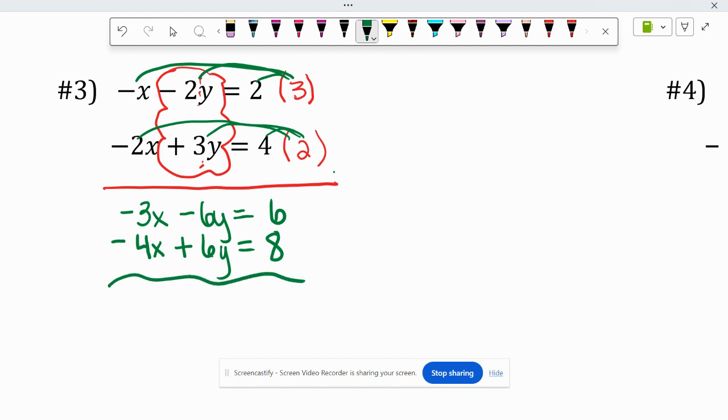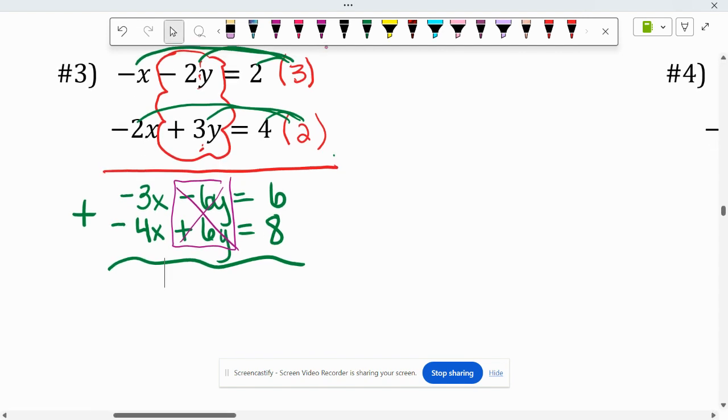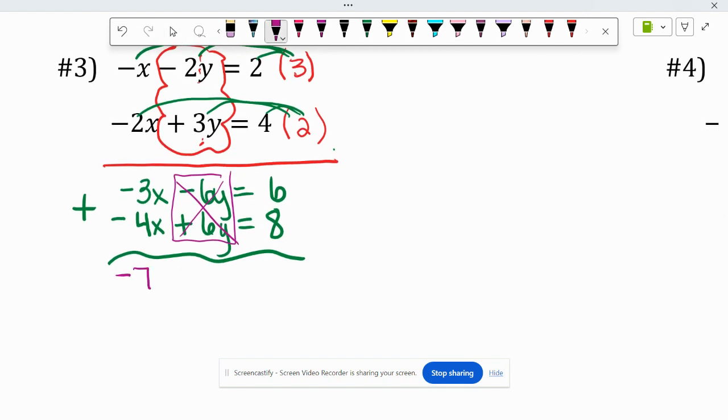Okay. So I'm going to add these two equations together. I'm eliminating the y's. Do you see, Noah, how now you've made us have the opposite coefficients on the y's? So when we add these two together, I eliminate my y's. What is negative 3 plus negative 4? Negative 7. Negative 7x equals 6 plus 8 is 14. If I divide both sides by negative 7, I find out that x equals negative 2.